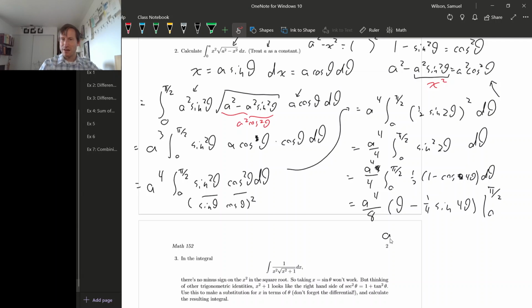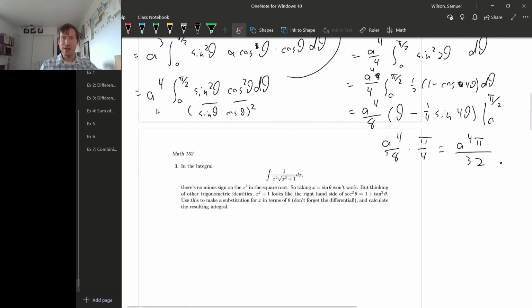So we get a to the 4th over 8 times theta, which is pi over 4. And then all the other pieces, sine of 4 times pi over 2, that's 0. And then when we plug in 0, we get nothing but zeros. So this pi over 4 is the only piece that survives. So we get a to the 4th times pi over 32. Okay, bit of a bear, but this trig substitution got the ball rolling. All right, pause the video and try number 3.